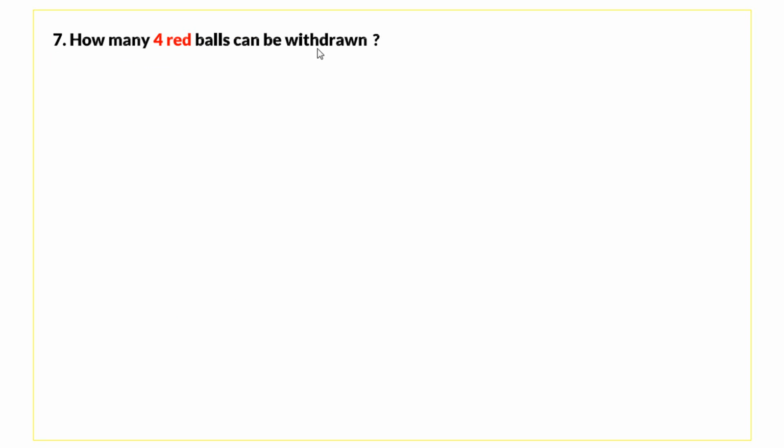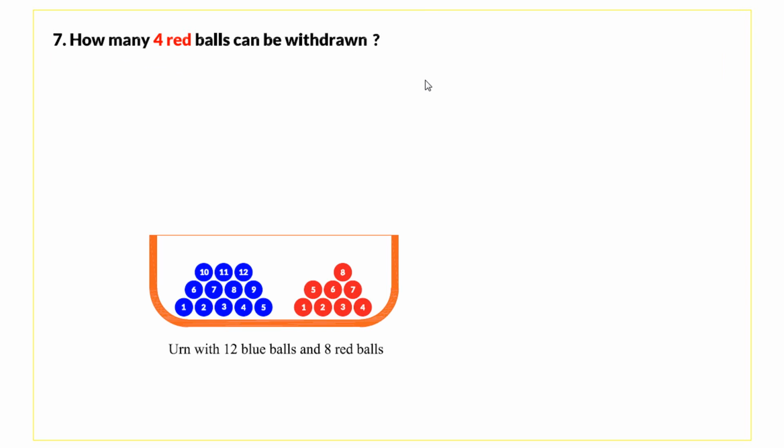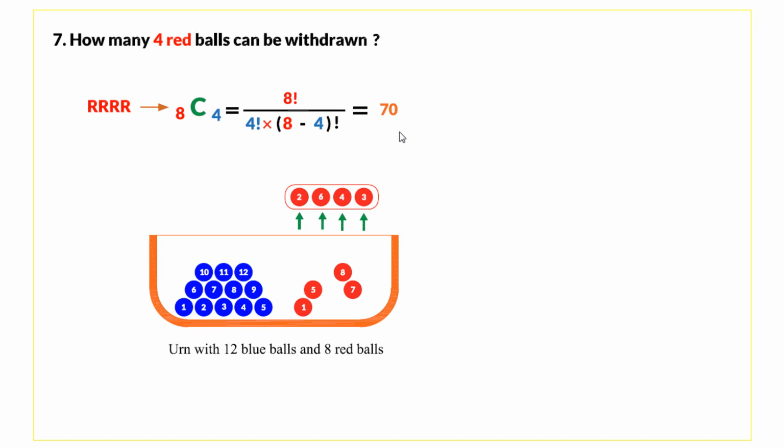Question number 7. How many 4 red balls can be withdrawn? So we are picking up 4 red, and these are the 4 red, and now we have 1 element, and number of ways of doing that is 8 combined 4. So we are combining 4 red out of 8 red, and this is equal to 70 possible combinations.